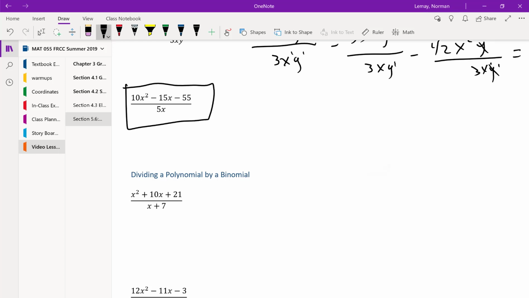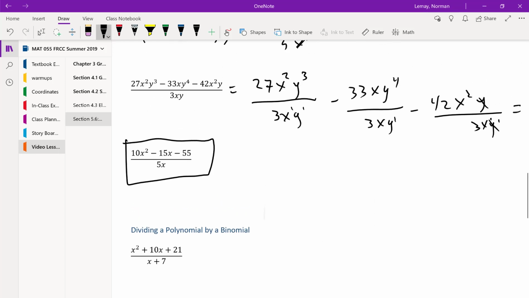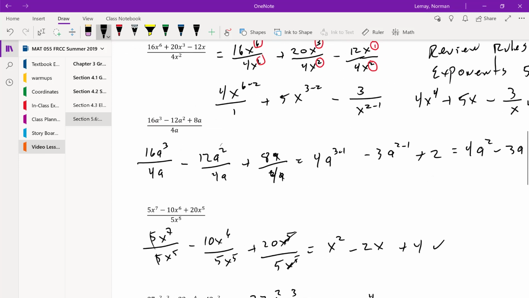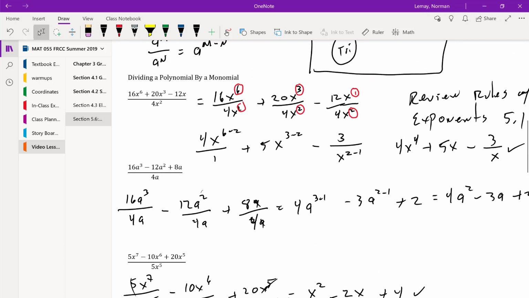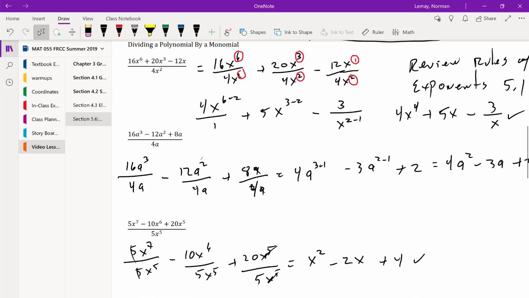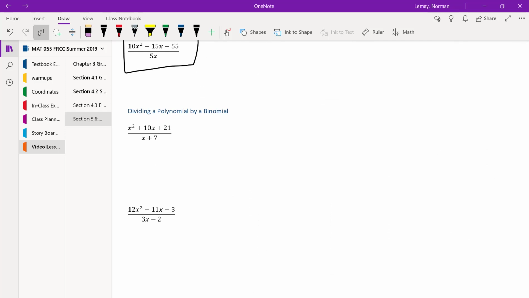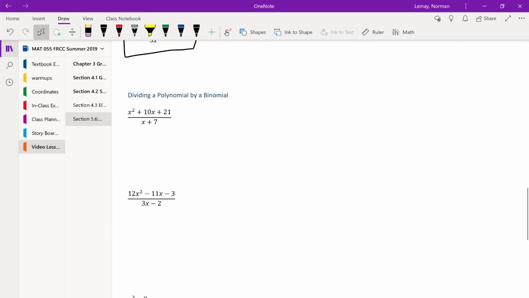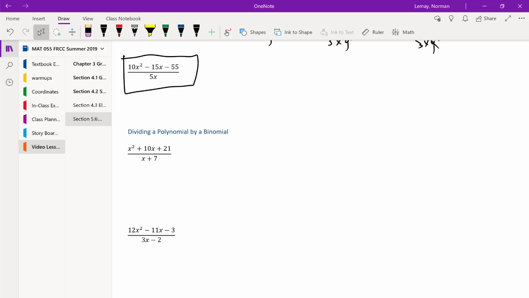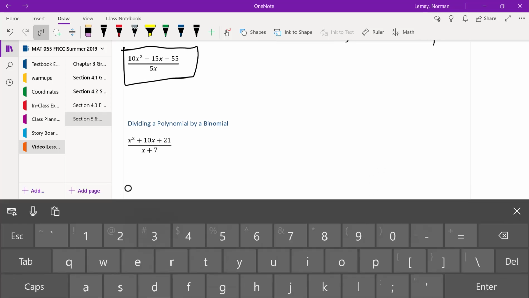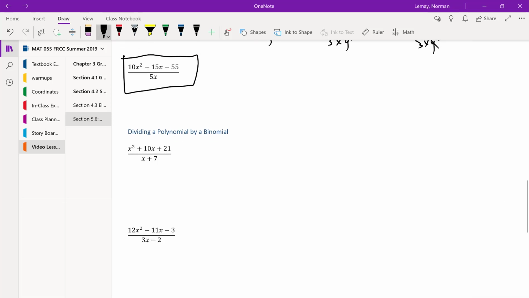Okay. So that is the big thing here. So we're just going to take a polynomial and divide that by a monomial and just use those rules of exponents. So now here's where things get interesting, and that is taking a polynomial and dividing that by a binomial. So here we have to do long division. All right. So this long division.